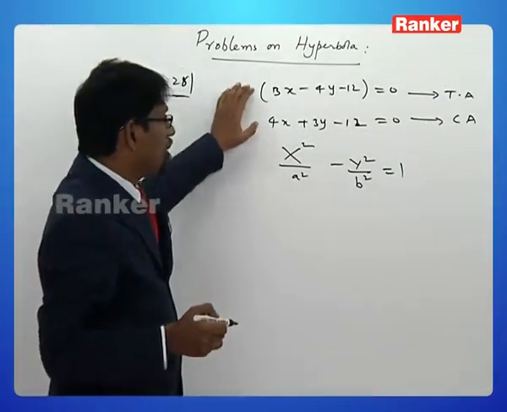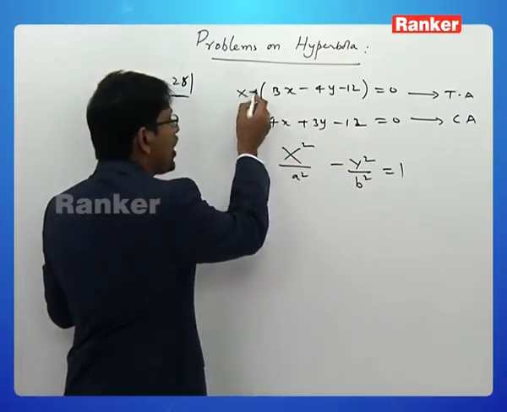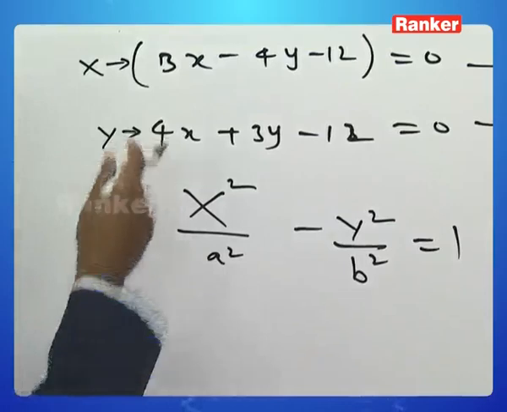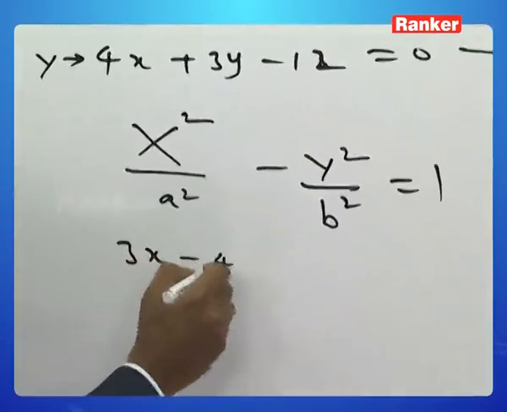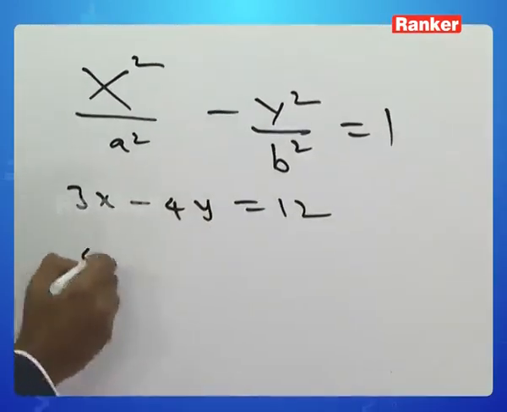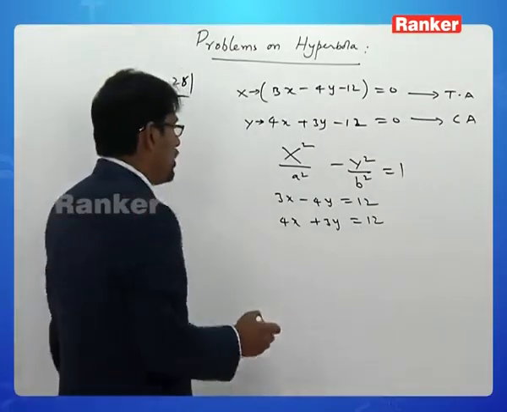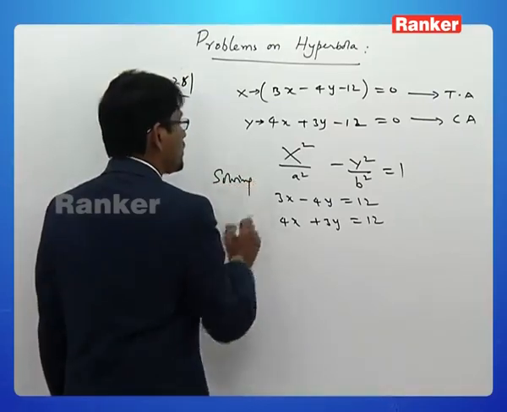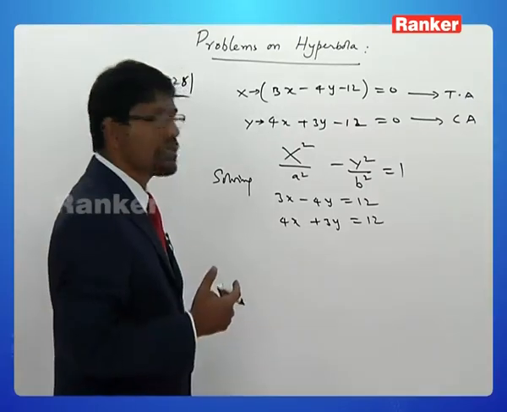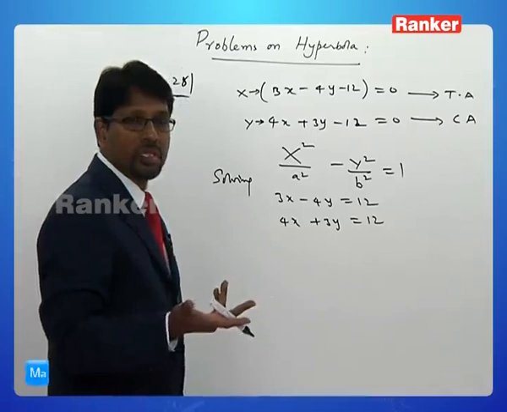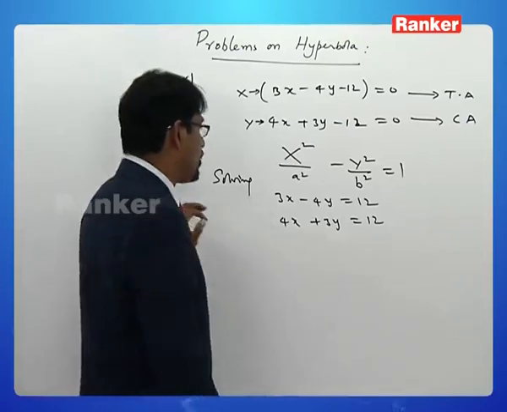So now what is the center of this? Obviously this is going to be identified as x and this is going to be identified as y. So when you solve these two equations, what you get is the center. So 3x minus 4y minus 12 is equal to 12 and 4x plus 3y equals to 12. Let us solve these two equations. So solving, we get the center, because one of them will be representing the transverse axis, other is the conjugate axis. The point of intersection of transverse axis and conjugate axis is the center of the hyperbola.